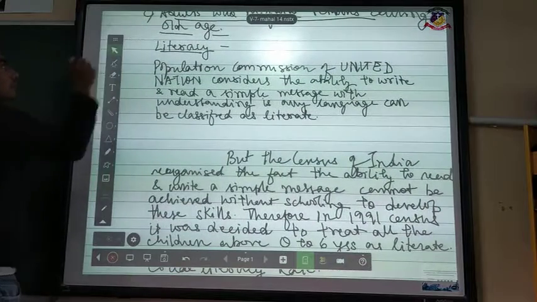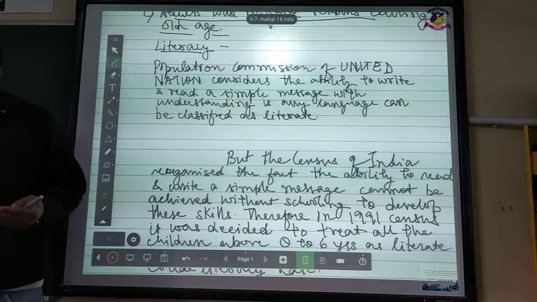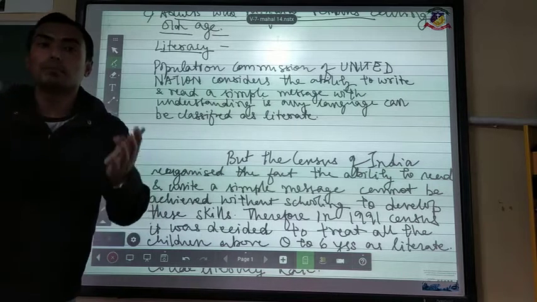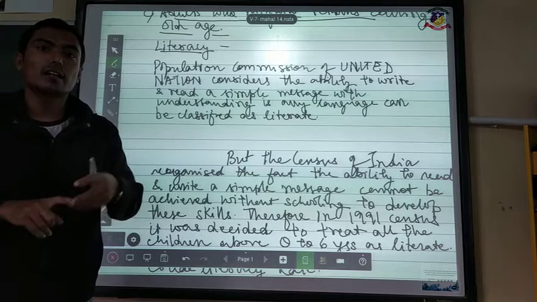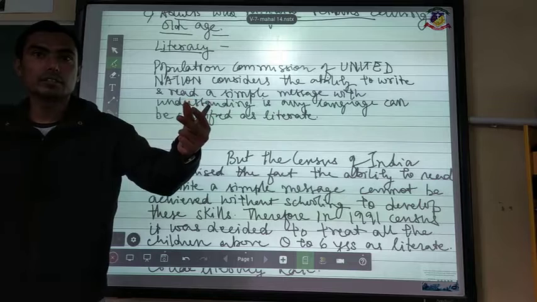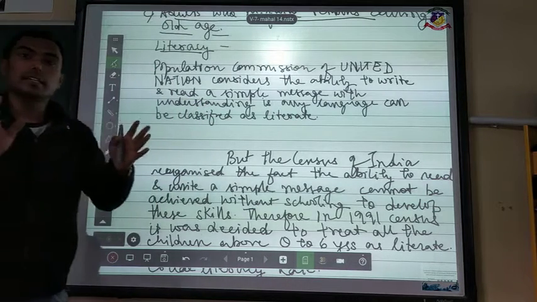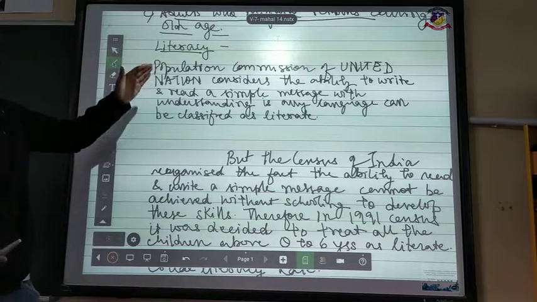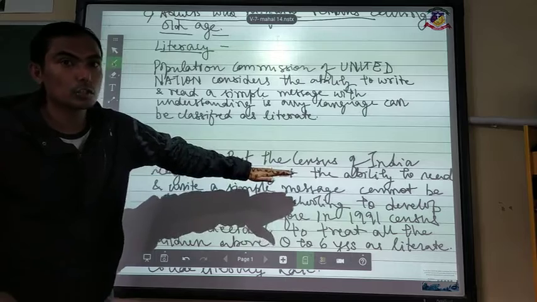Next, literacy. Now, literacy means what? Literacy means that a person can speak, read or write a simple message in any vernacular language. That is called literacy. Literacy is defined by the United Nations as well as by the Census Report of India.